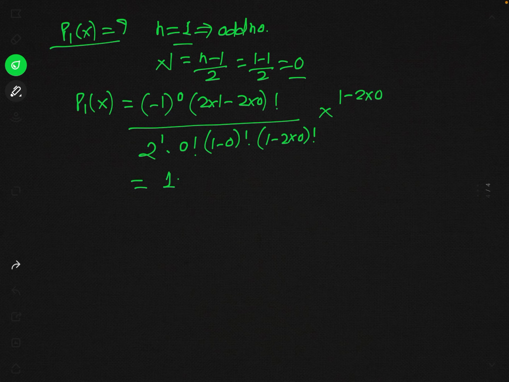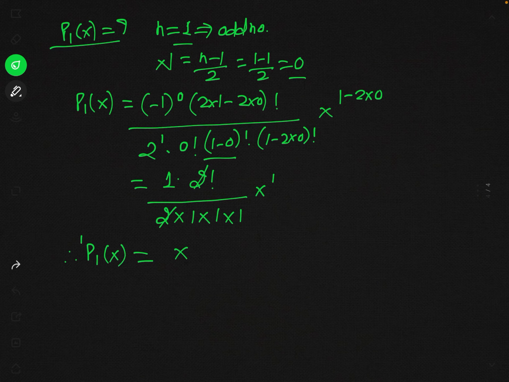Now you can simplify it. See, -1 to the power 0, this is 1, and (2 minus 0) factorial, it means this is simply 2 factorial. And 2 to the power 1, this is 2. Factorial 0 is 1, and this is factorial 1, this is 1, and this is again factorial 1, this is 1, into x to the power 1. So you can see this factorial 2 means 2, so this will cancel out, and our result is simply x. So you have seen that P1 of x is equal to x.